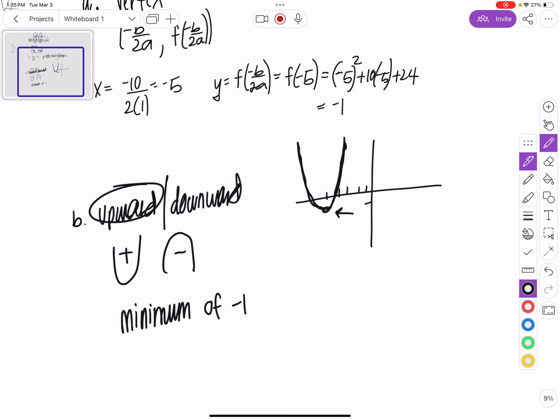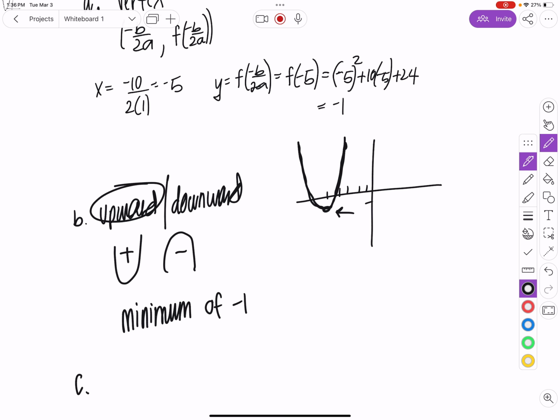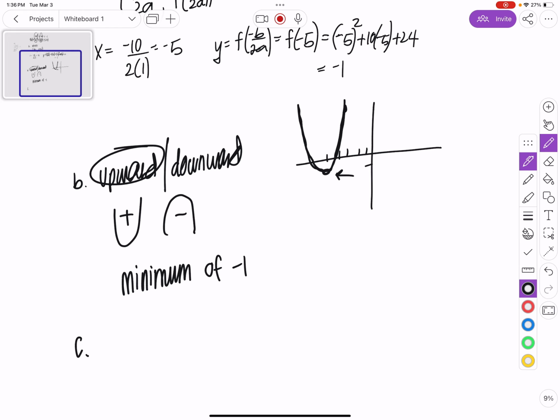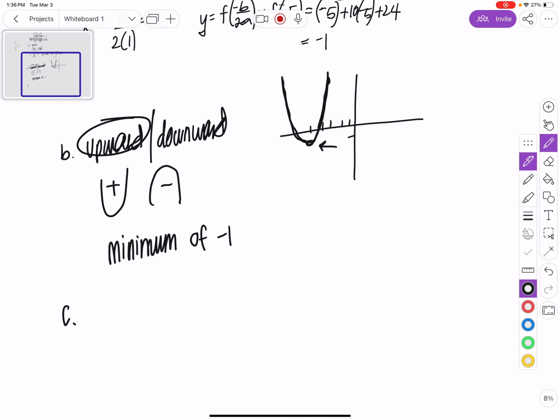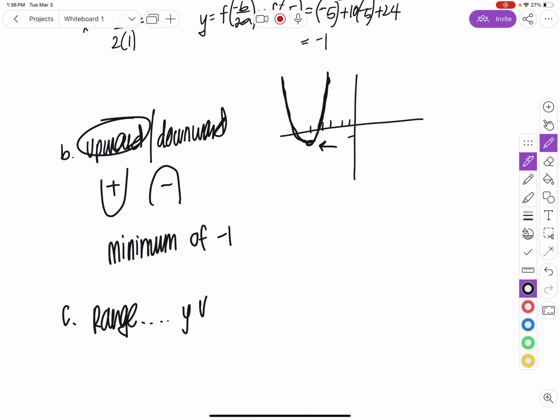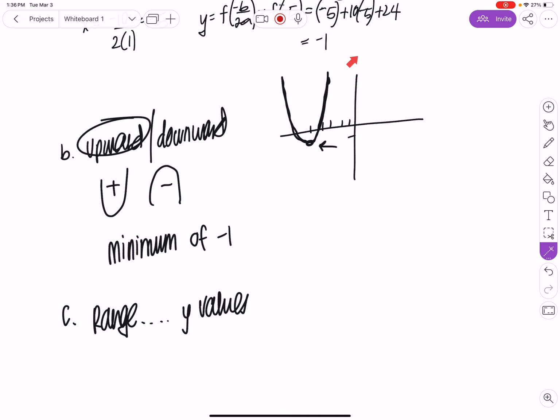Now the next thing that it asks about is range. And range is your y values. We always read a graph, whether it's the y values or the x values, from negative to positive. So if I'm reading this y-axis, where do I have y values? I'm going to read it from bottom to top, because I read from negative to positive. If you start off at the bottom, reading from bottom to top, you don't have any graph here. No graph, no graph.